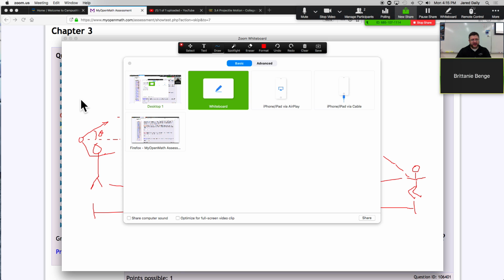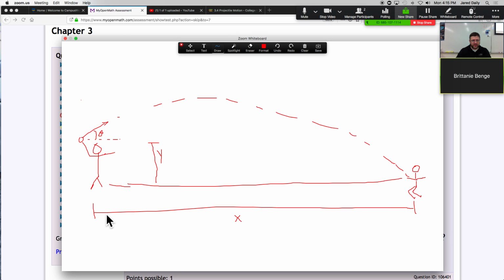So if we go back to here, we say the height of the ground is 0 height, and this is whatever Y height. The height of the catcher above the ground is the final height, and this would be our initial height where it was thrown from. So now we know Y0 and we know Y final.